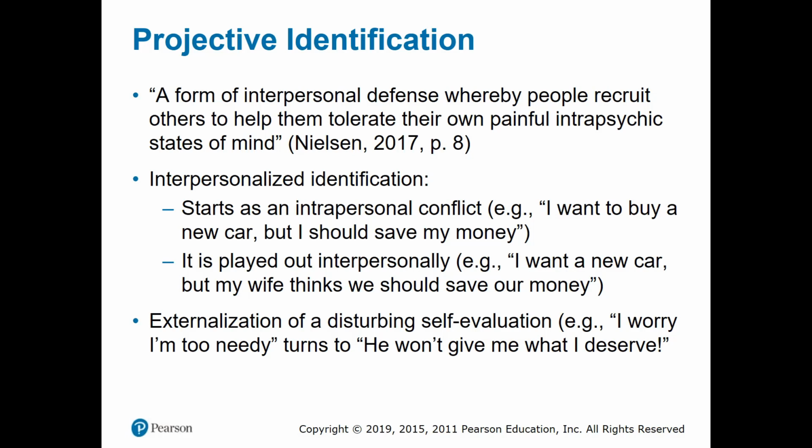For example, I want to buy a new car, but I should save my money. It's played out interpersonally. Example, I want a new car, but my wife thinks we should save our money. So again, intrapersonal within, interpersonal between individuals. Externalization of a disturbing self-evaluation. For example, I worry I'm too needy turns to he won't give me what I deserve. So again, externalizing something rather than understanding the intrapersonal aspects.